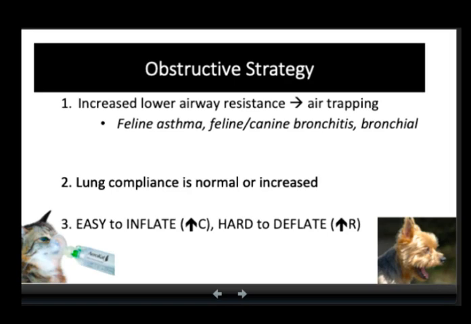The main pathophysiologic feature of lungs affected by lower airway disease is increased lower airway resistance that eventually leads to air trapping, or so-called dynamic hyperinflation of the lungs. Classic examples of disorders that cause lower airway obstruction include feline asthma, feline and canine bronchitis, and canine bronchial collapse. In other words, these lungs are easy to inflate due to their compliance, but hard to deflate due to their increased lower airway resistance and dynamic obstruction on expiration.